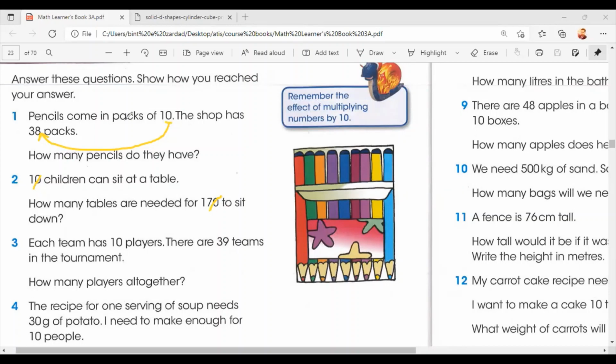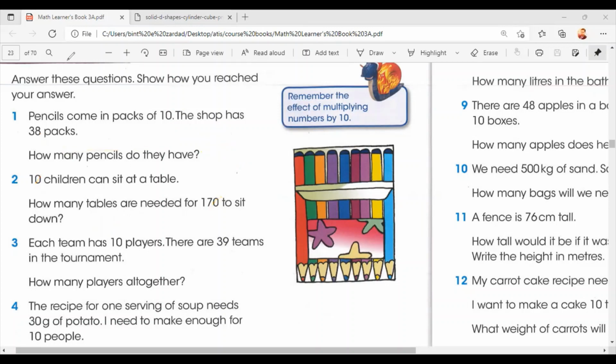Okay, so in multiplying you will see we bring this 0 here, so 380. And here in dividing, we just cut this 0 with this. We don't bring this 0 here. I saw a 0 here, so I delete it from here also. So 17, the remaining 17. So it means 17 tables are needed for the children.